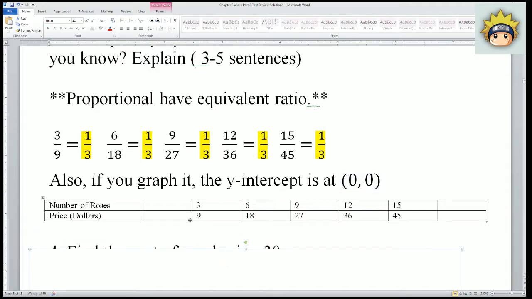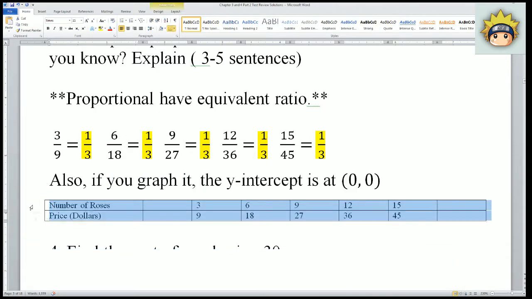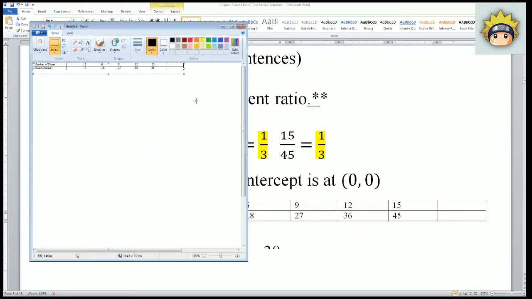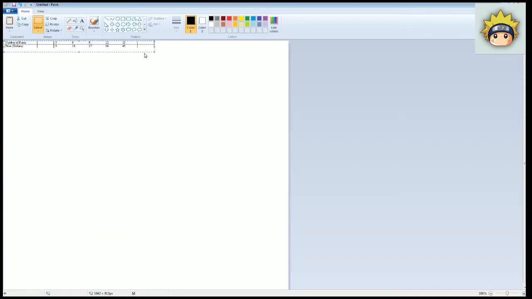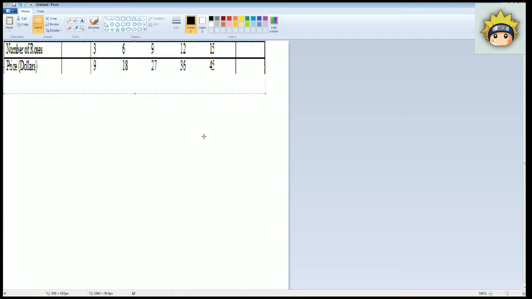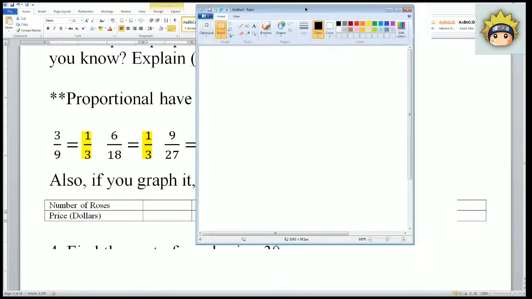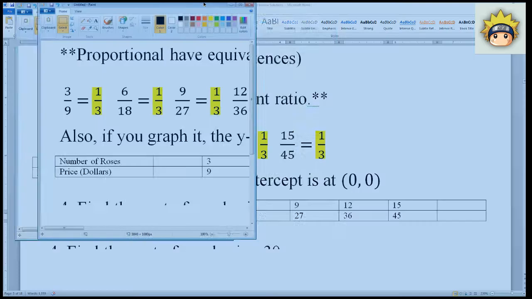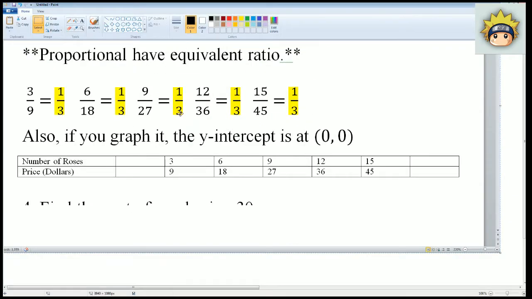If you're wondering how I get it, let me copy this and bring up Paint. New. Let's see if I can make that a little bit bigger. Hopefully. Ugh, that's ugly. Hold on, let me try to get something. Alright, here you go. Hopefully you can see it.